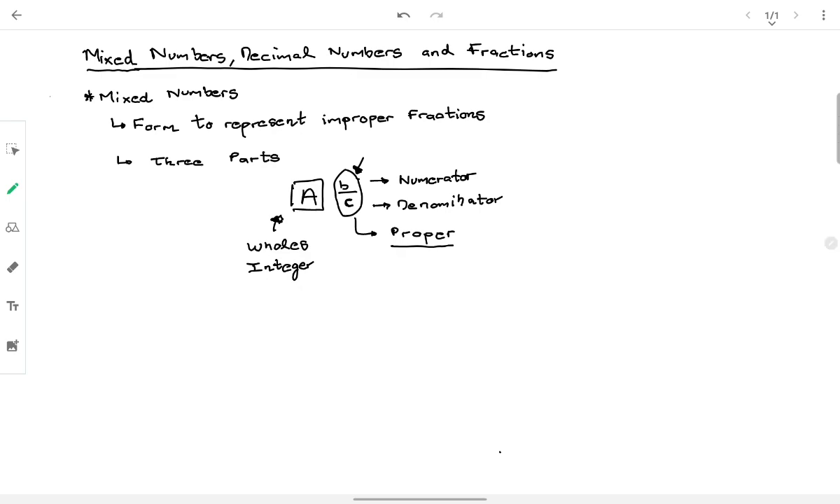One example of a mixed number can be 5 wholes and 1/3. That means that we have 5 wholes or integers and 1/3 or 1 part out of 3 of another full part.